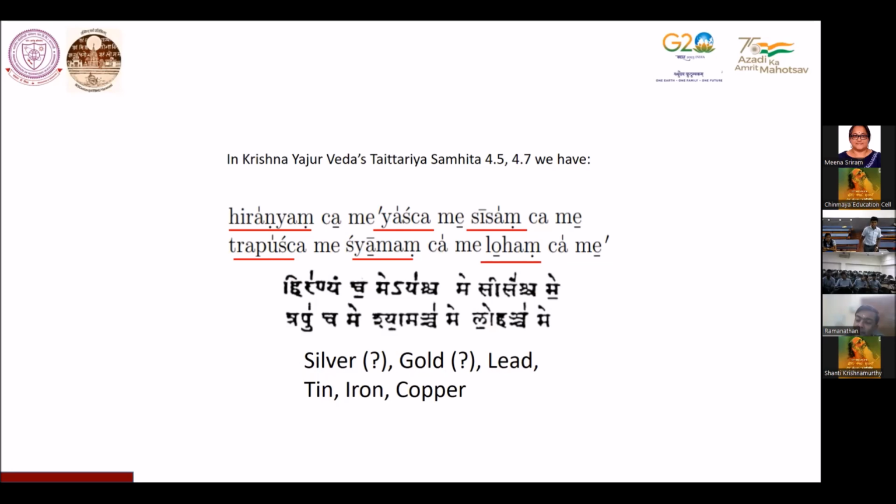But talking of metals, this is a verse from Krishna Yajurveda. Hiranyam chame, ayashchame, sisam chame, trapushchame, shyamam chame, loham chame. So it talks about six different metals at the same time: Hiranya, aya, sisa, trapu, shyama, and loha. We understand the metals by their English names today, where we recognize Hiranya as gold, aya as silver, sisa as lead, trapu as tin, shyama as iron, and loha as copper.